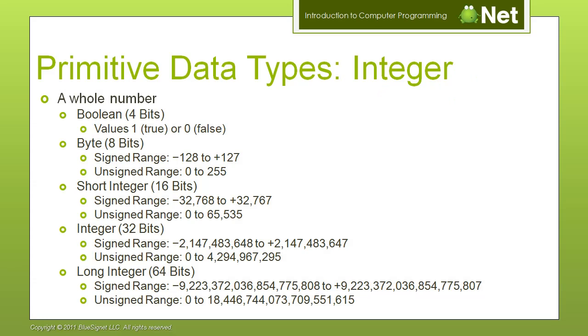So now we'll take a look at our first data type, which is the integer. The integer is a number. This number can be a Boolean data type, which is 4-bit. It can be a byte, which is 8 bits. Short integer, 16 bits. Integer, 32 bits, which is the most common that you'll be using. And a long integer, 64 bits.